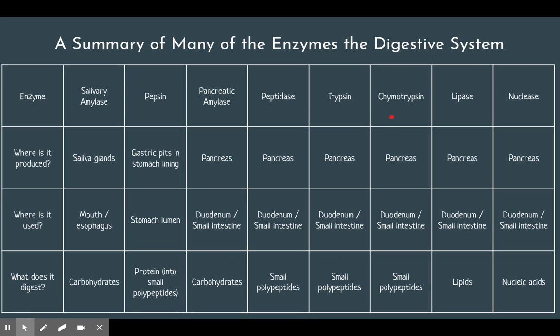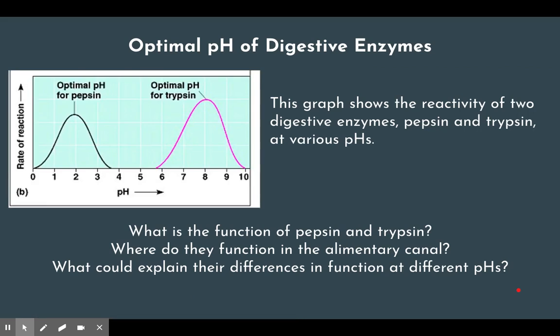Peptidase, trypsin, and chymotrypsin all play a role in digesting small polypeptides that were created over here in the stomach, digesting them down into smaller and smaller pieces, even down into amino acids. Lipase digests lipids, and nucleases digest nucleic acids.